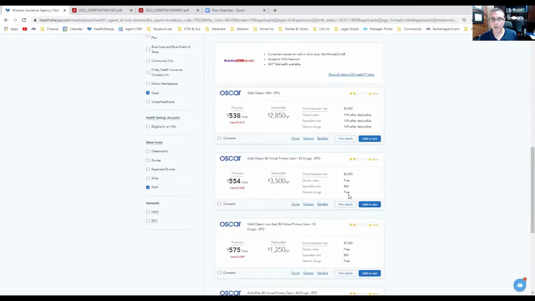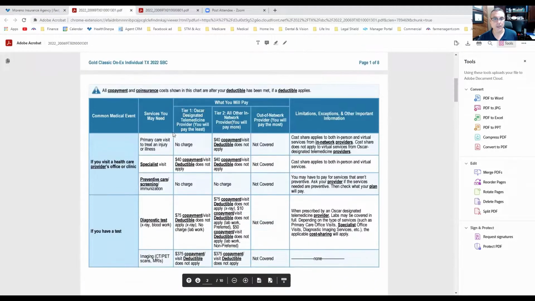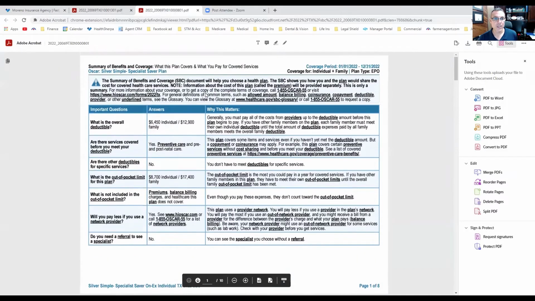Specialists are 40, generic drugs are free. Okay, so let's go see here in the summary of benefits. Well, there we go again. Telemedicine is zero. Primary docs are 40. Specialists are 40.